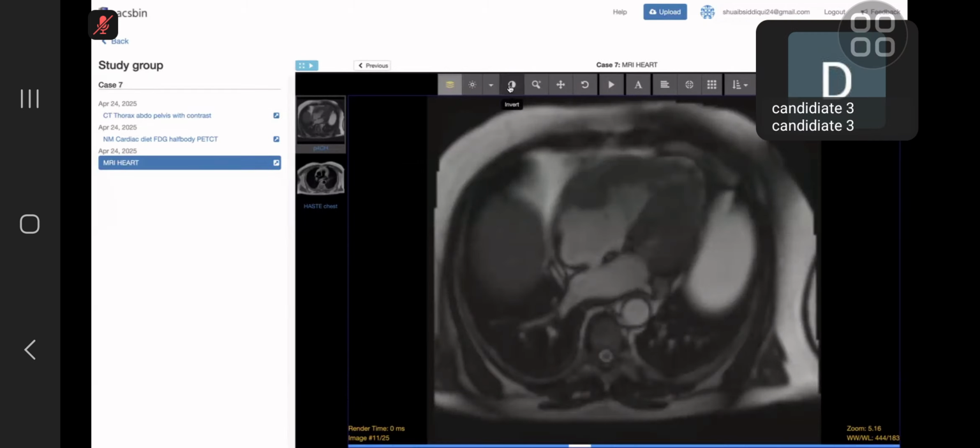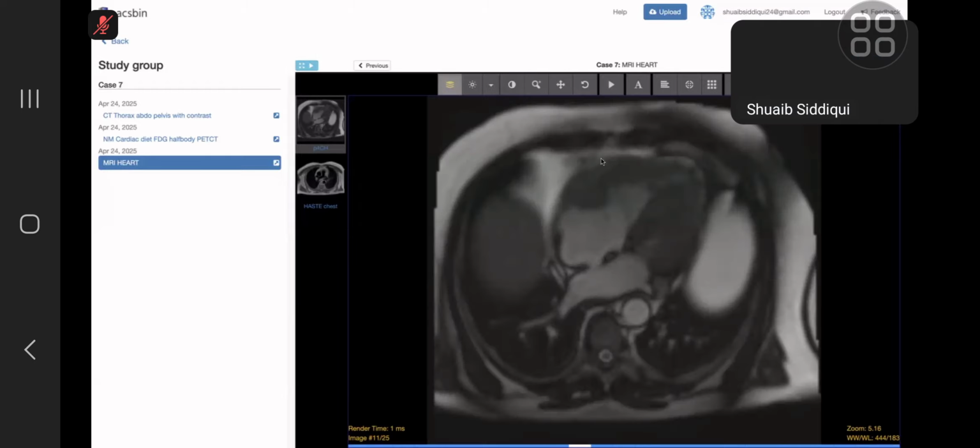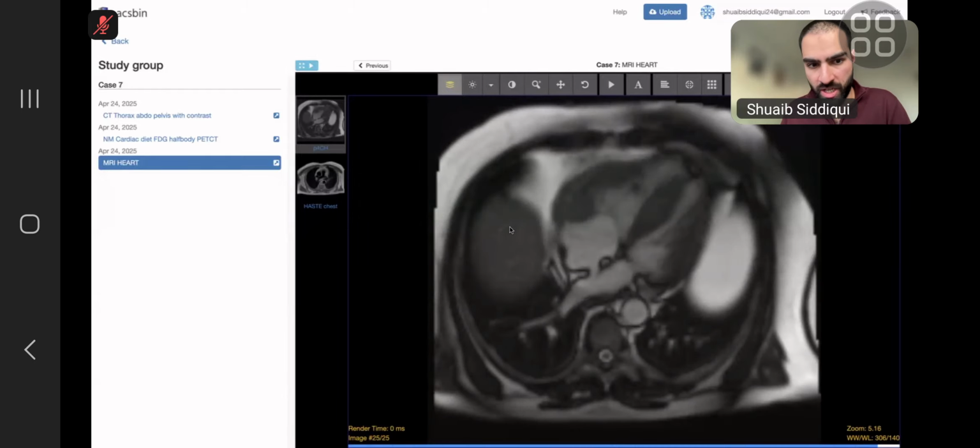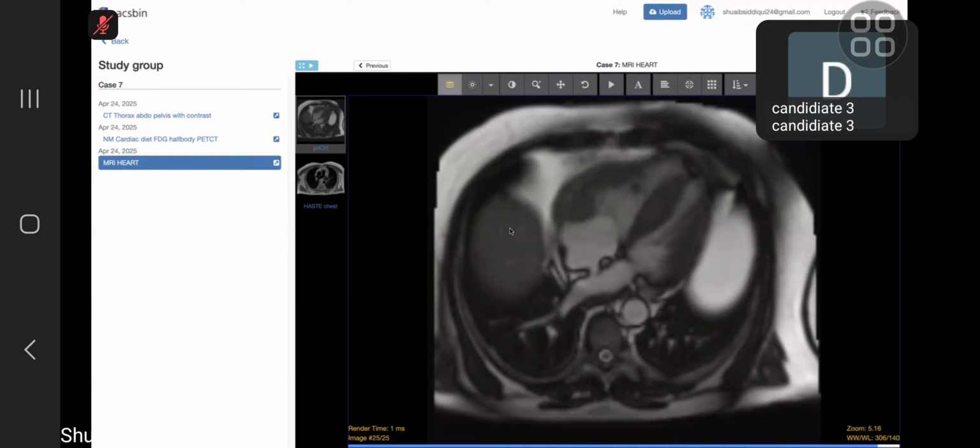I'll scroll through this one for you. So this is the 4-chamber cine loop. Okay, so the MRI confirms that there is marked thickening of the interventricular septum and also the wall of the right ventricle with decreased cavity of it.